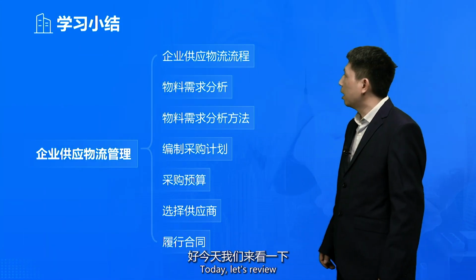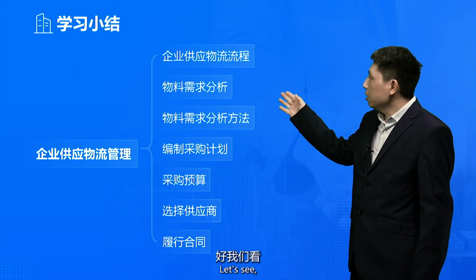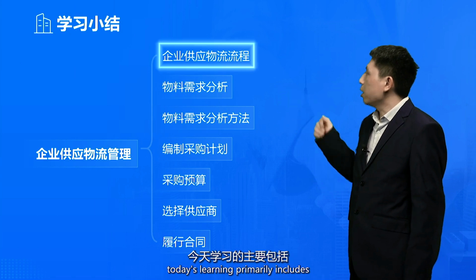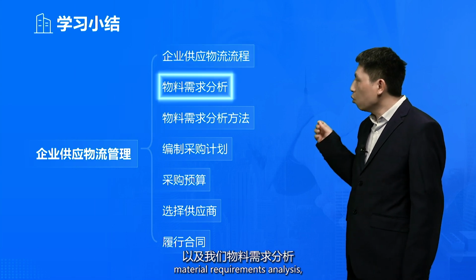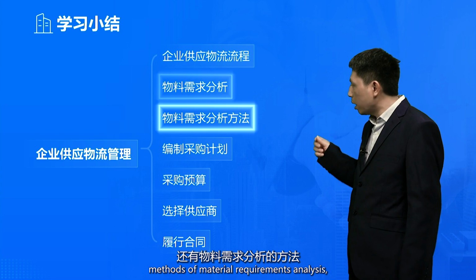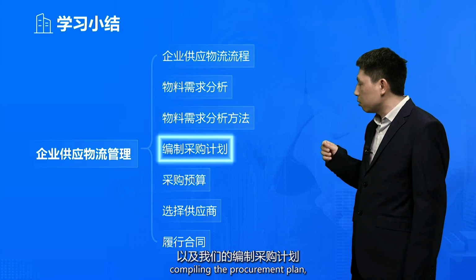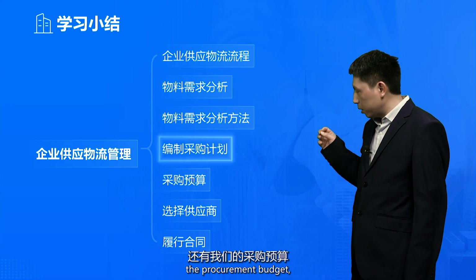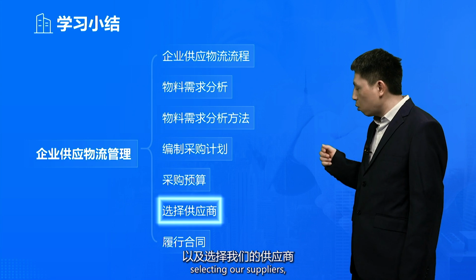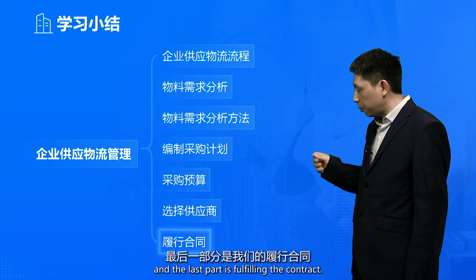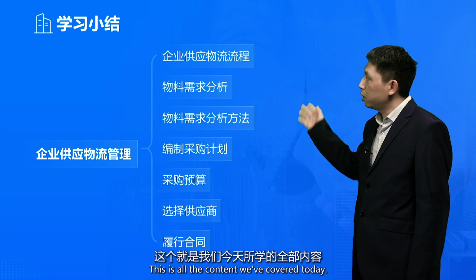Today, let's review. What are the main contents we've learned? Today's learning primarily includes the process of corporate supply logistics, material requirements analysis, methods of material requirements analysis, compiling the procurement plan, the procurement budget, selecting our suppliers, and the last part is fulfilling the contract. This is all the content we've covered today.